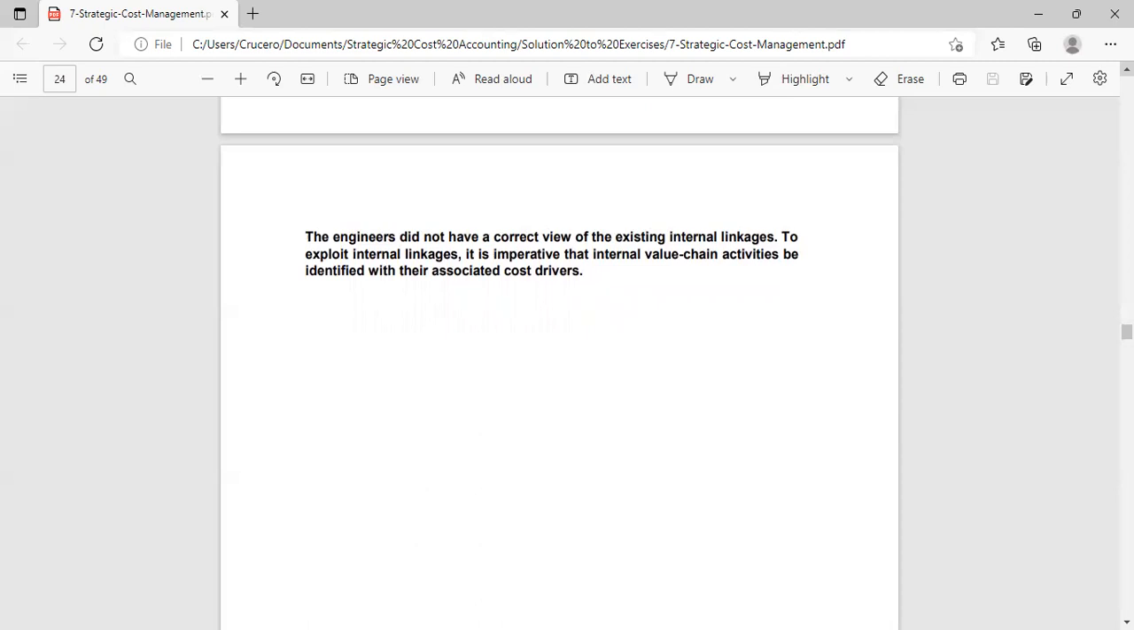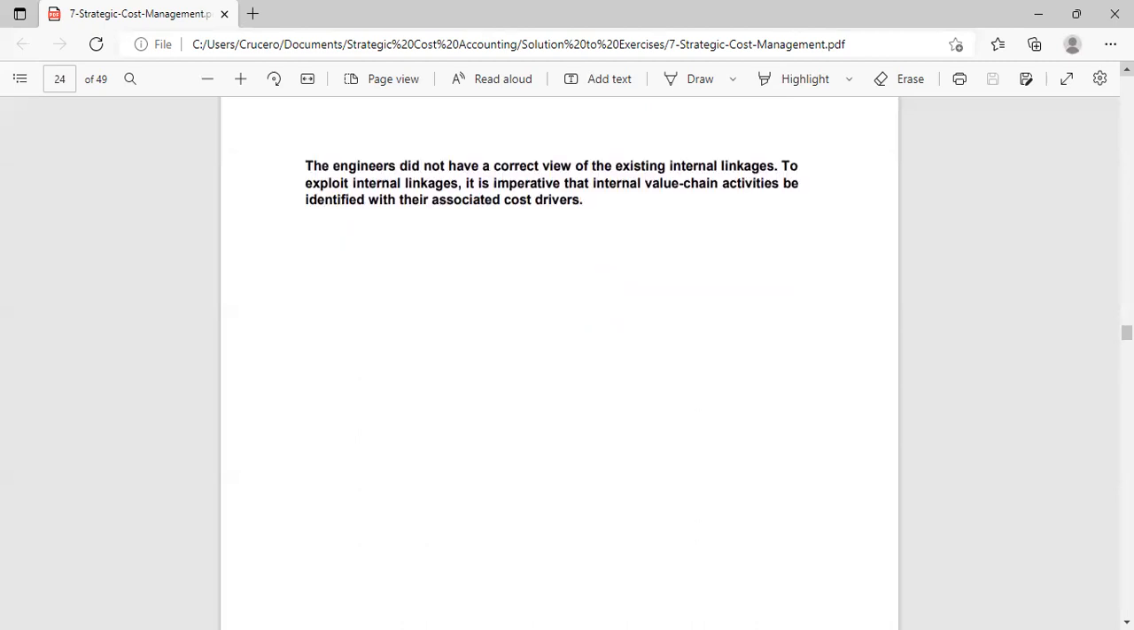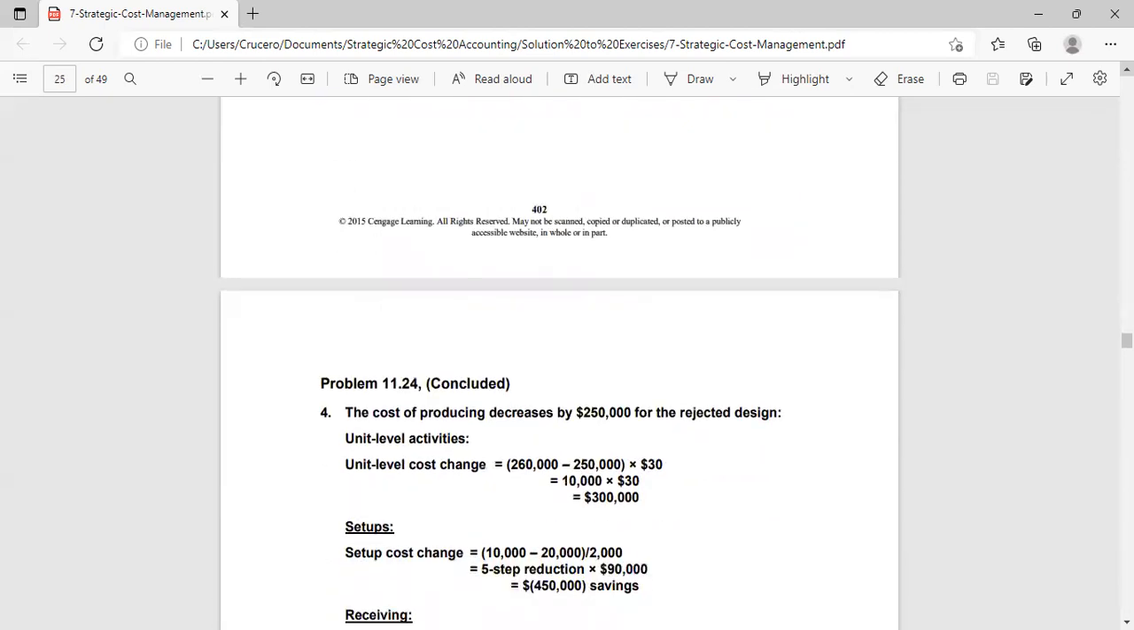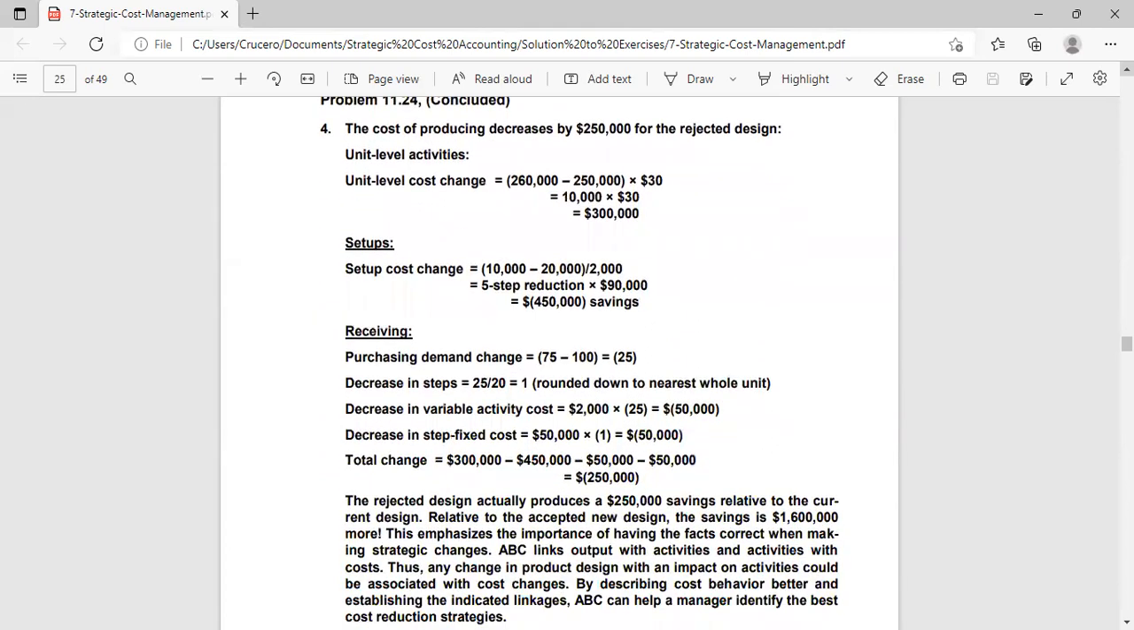To exploit internal linkages, it's imperative that internal value chain activities be identified with their associated cost drivers. Now, requirement number 4: explain why the consultant recommended a second look at a rejected design. Provide computational support. And what does this tell you about the strategic importance of cost management?